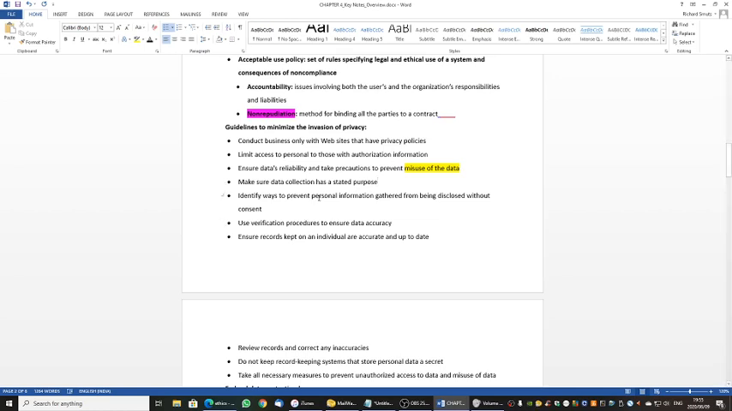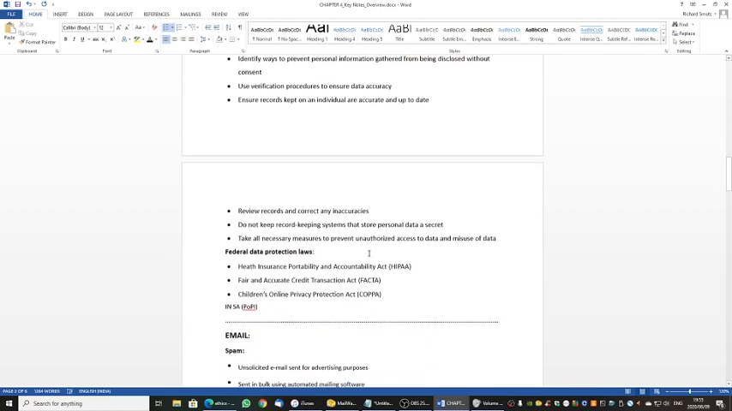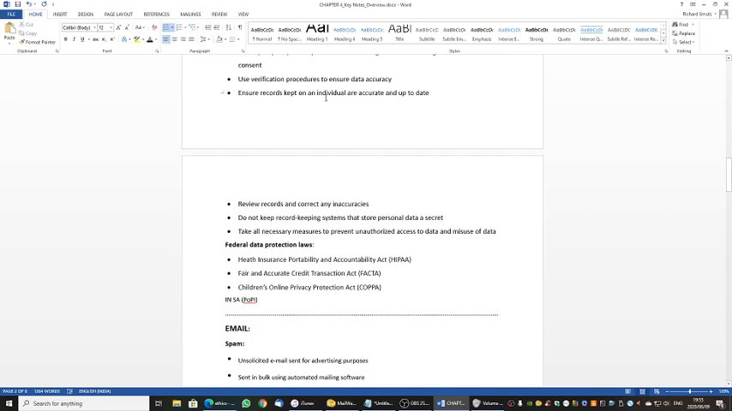Identify ways in a company to prevent personal information from being disclosed. You use verification procedures to ensure that the information you collect is accurate. You ensure records kept on an individual are up to date. You review those records and you correct any inaccuracies. You do not keep record systems that store personal data a secret.